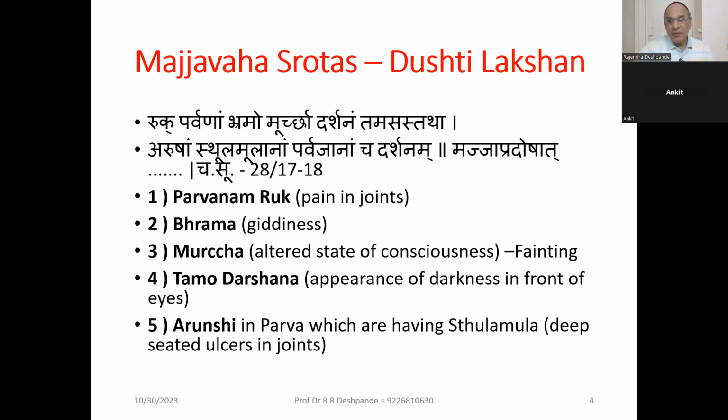Then Bhrama, related with the brain, giddiness. If there is undernourishment of your brain cells, Tarpaka Kapha is less because of the aging process, then the patient has the complaint of giddiness, everything moving around when he is standing. Then Murcha, again related with the brain, unconsciousness or fainting attacks. Because Majja is sometimes compared with bone marrow, or Majja is compared with the brain and the nervous system.